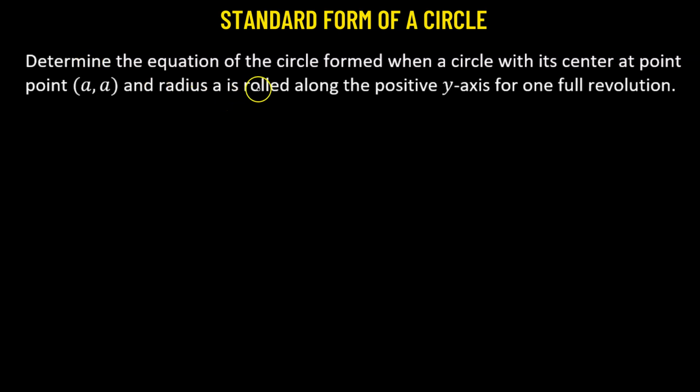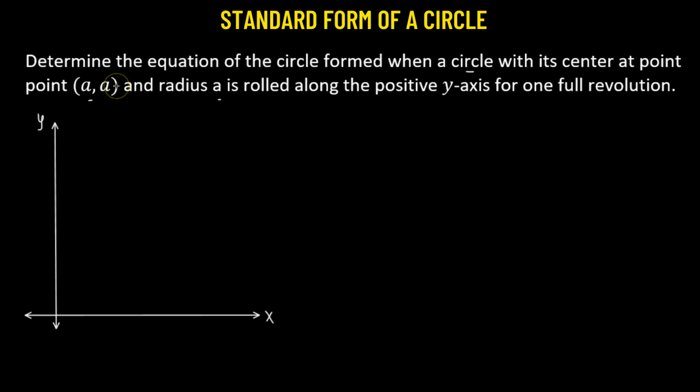So here we have to find out the equation of a circle, which is formed whenever we take another circle with center given by (a, a) and radius a. It's rolled along the positive y-axis for one full revolution. So let's try to understand this particular problem.